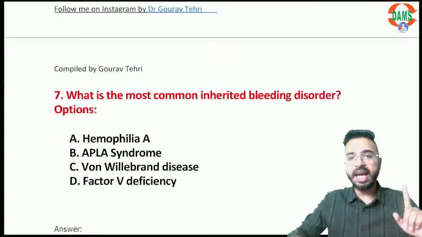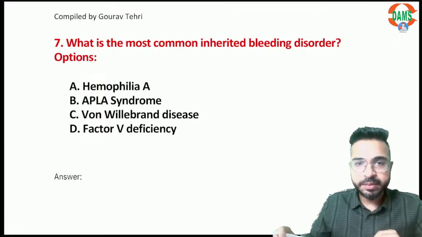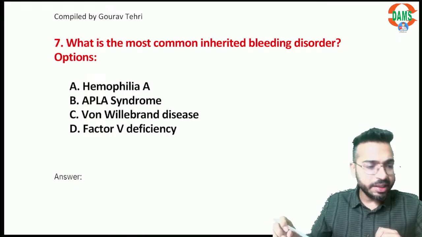But remember, E cancers are most commonly linked with obesity. Now, most common inherited bleeding disorder.